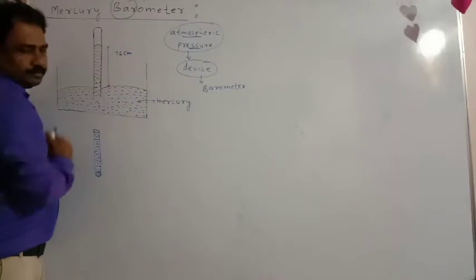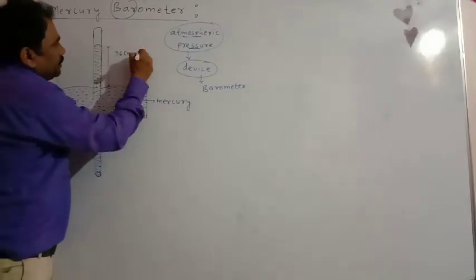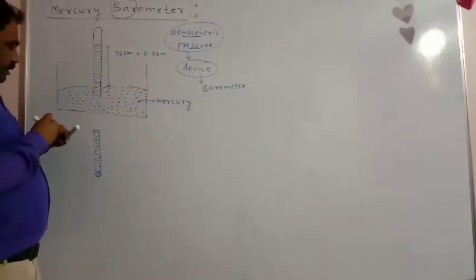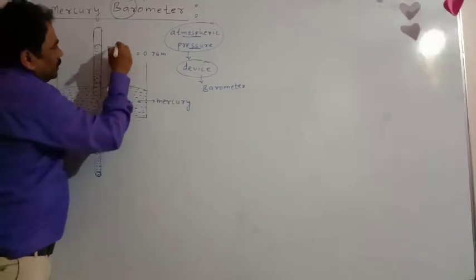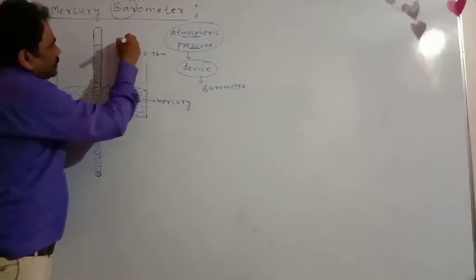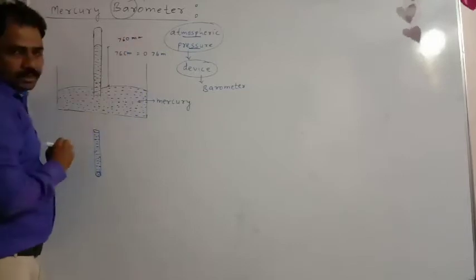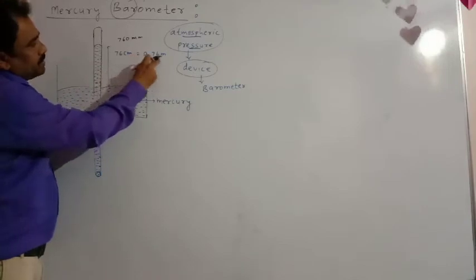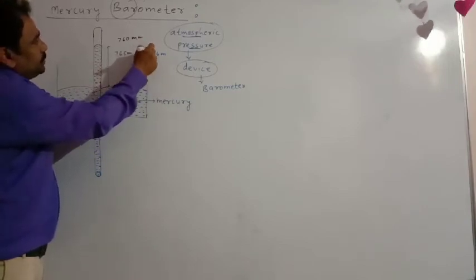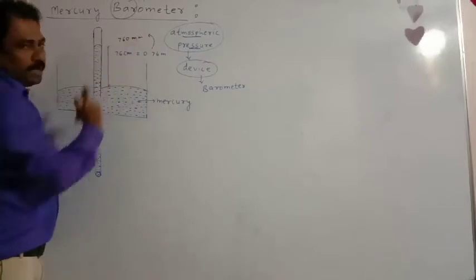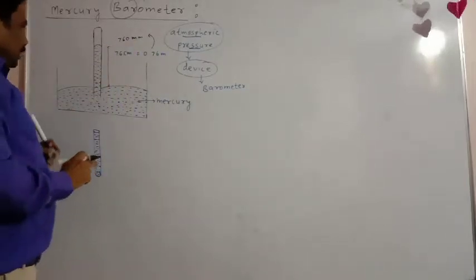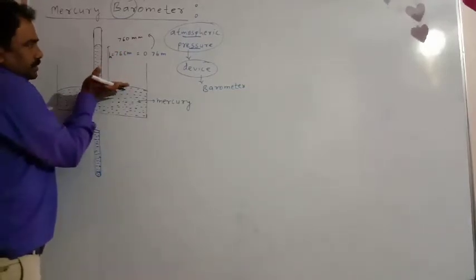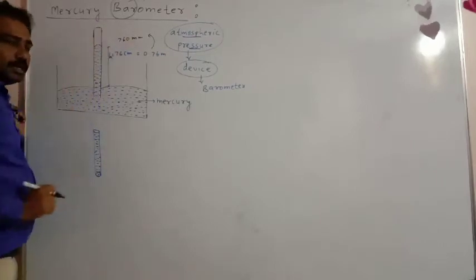76 centimeter, and what does 76 centimeter mean? 0.76 meter. If we want to write this in millimeter, then obviously it is 760 mm. So you should memorize that 76 centimeter means 0.76 meter, and 0.76 meter means 760 mm. What does mm stand for? Millimeter. So this is the height, the height from this surface to the meniscus inside the glass tube.